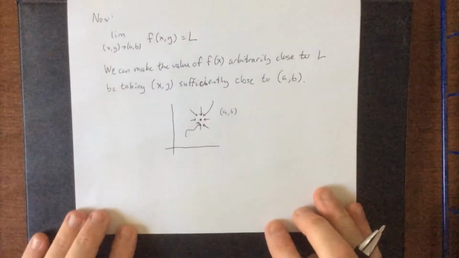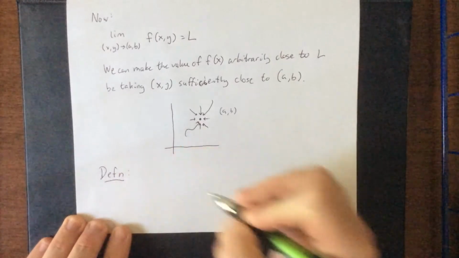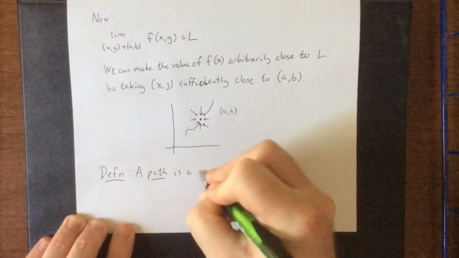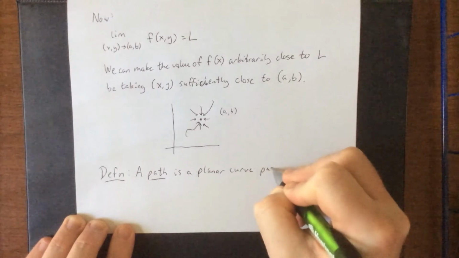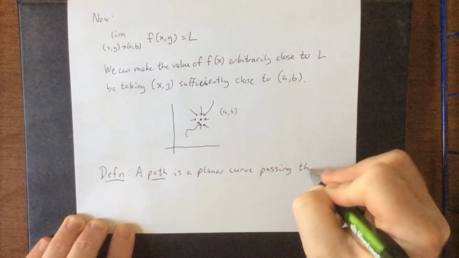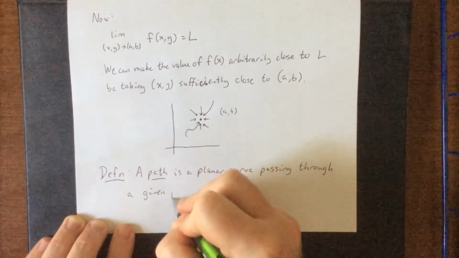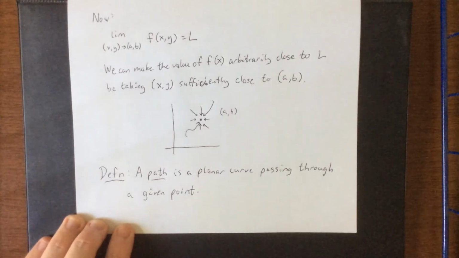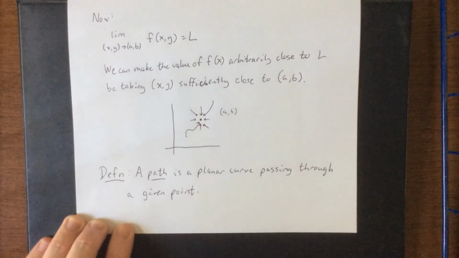So how do we know how we are approaching a given point? For that, we are going to give the following definition. A path is a planar curve passing through a given point. Now, through does not mean terminating at a point. It means you have to actually pass through the point.